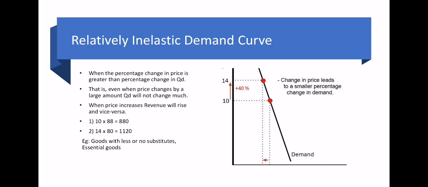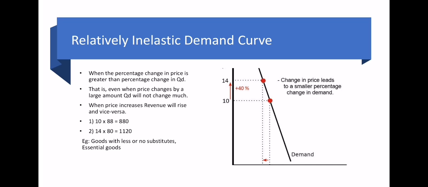Here, an example is a good with fewer substitutes or essential goods. That means the percentage change in price is greater than the percentage change in quantity demanded. When price changes by a large amount, quantity demanded will only change by a small amount. In the relatively elastic demand curve, when price increased a little, quantity demanded changed by a large amount. Here it's the opposite basically.